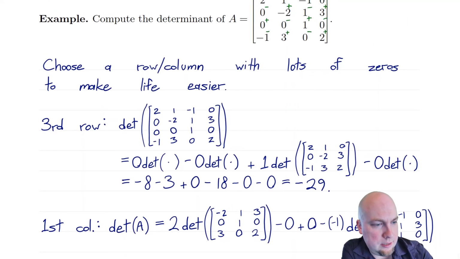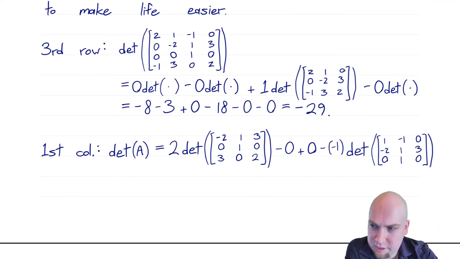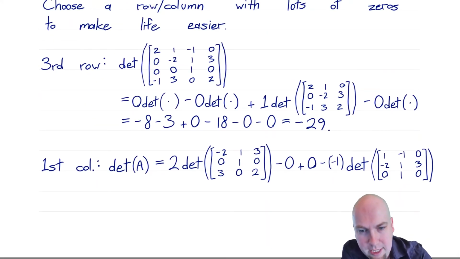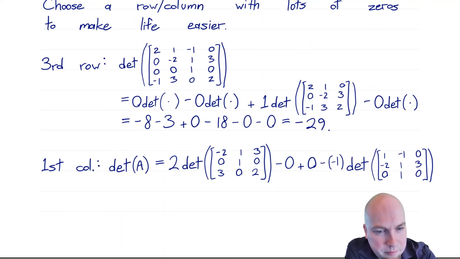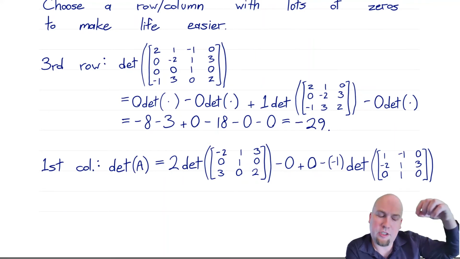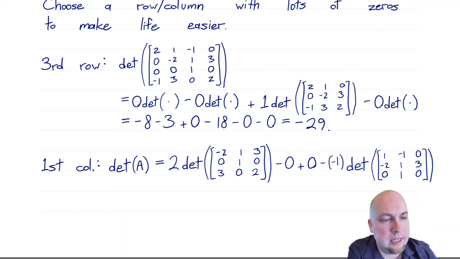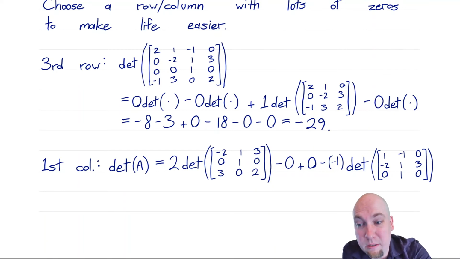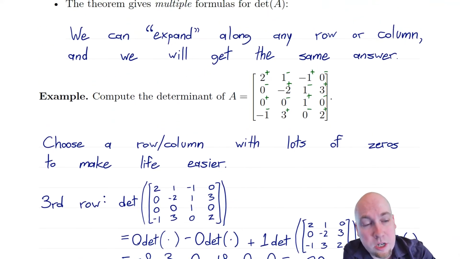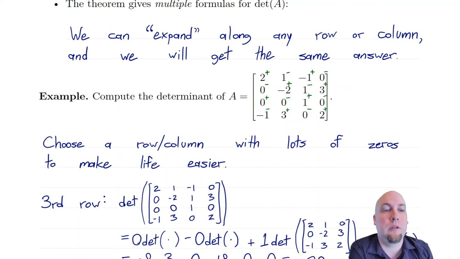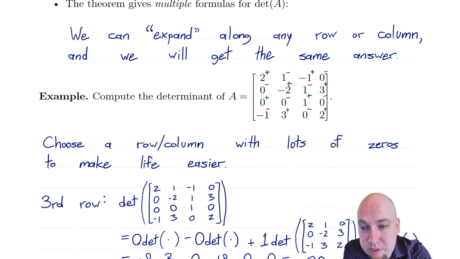I apologize, we can't really get all of this on the screen at the same time, but the determinant of A is going to be 2 times the cofactor, and then the checkerboard pattern of plus or minus happens. So it's going to be minus, plus, minus. The 0 terms multiply something, but I don't care what, because the 0 wins out. You don't need to compute the cofactors whenever you've got a 0. That's why you expand along a row or column with lots of zeros. And then the last one is going to be minus 1 times the cofactor.